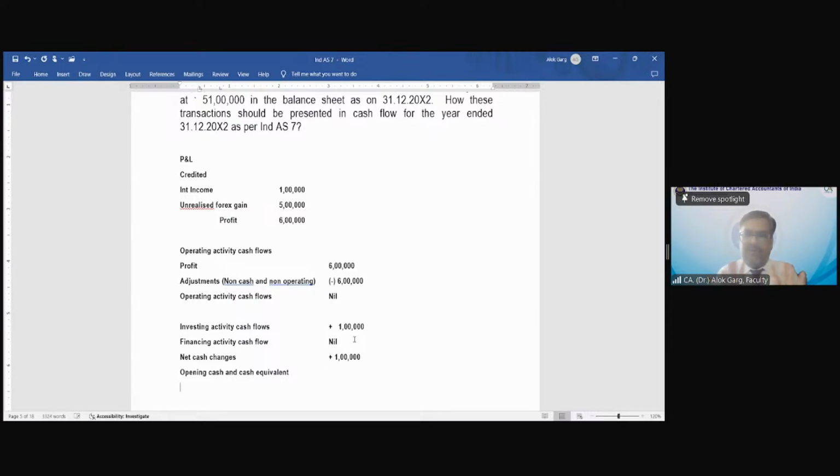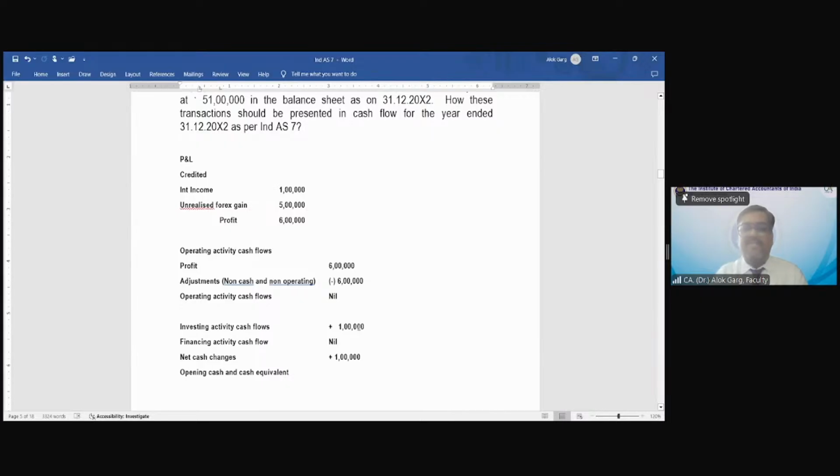Is it clear to everyone so far? If there is no other transaction, my profit is 6 lakh rupees. Out of my profit, 1 lakh is my investing activity income and 5 lakh is my unrealized forex gain. Unrealized forex gain I have adjusted. And this 1 lakh rupee is my investing activity income. So my real income is 1 lakh rupee.